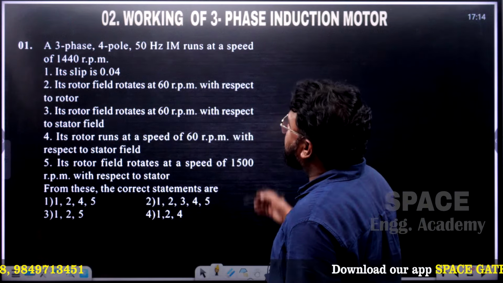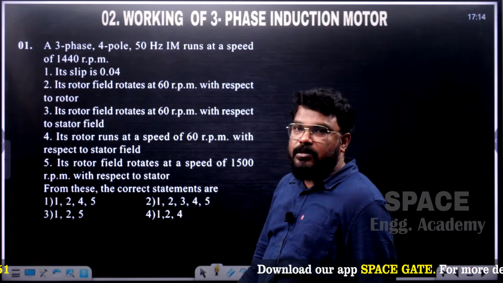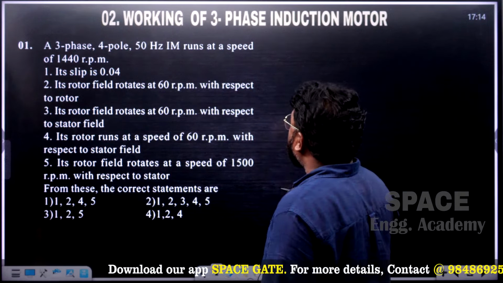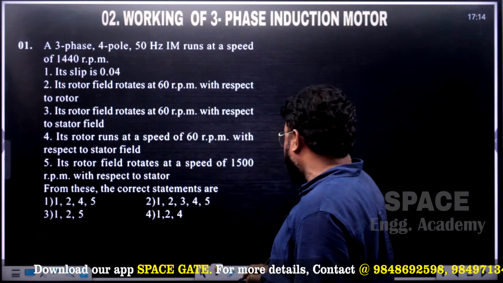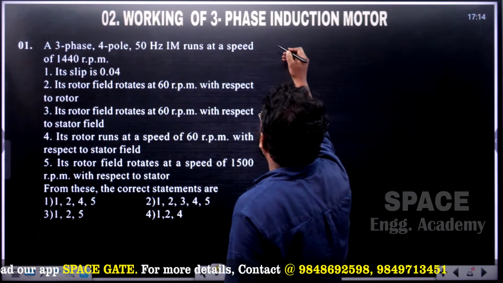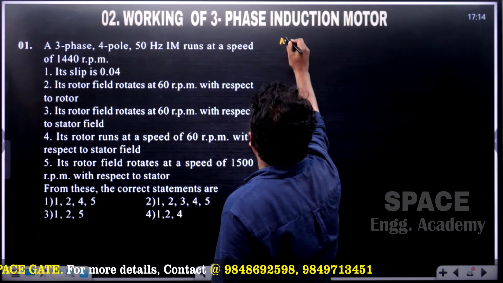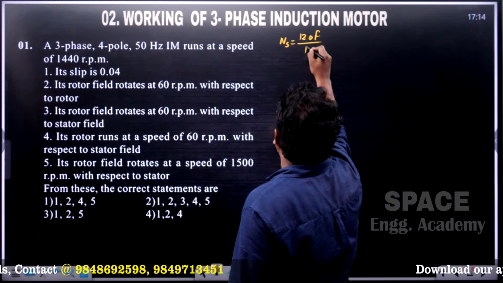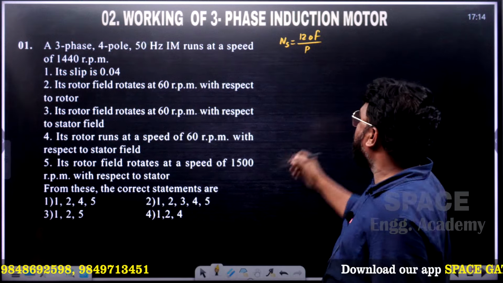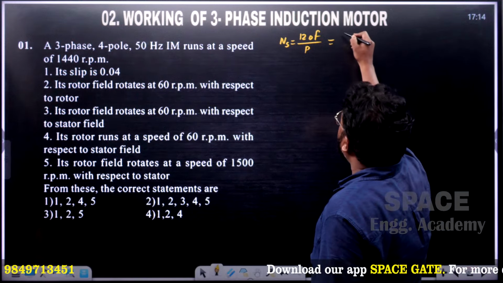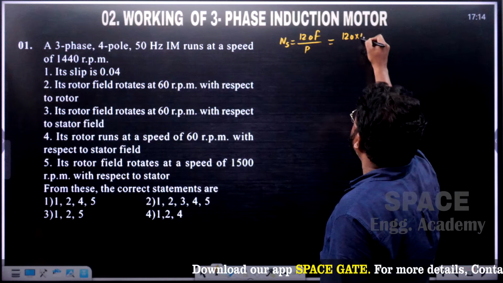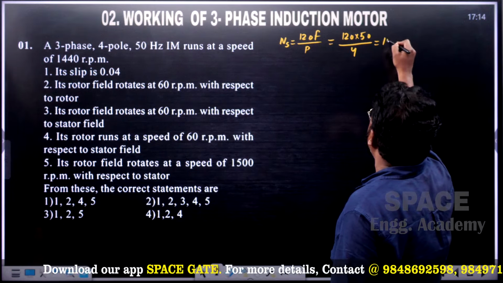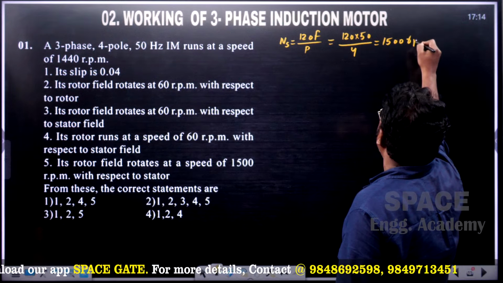First, let us see statement 1. A 3-phase 4-pole 50 Hz induction motor runs at a speed of 1440 rpm. Let us calculate the synchronous speed. Ns is equal to 120 f by P. So Ns is equal to 120 times 50 hertz, number of poles is equal to 4, so this is equal to 1500 rpm.